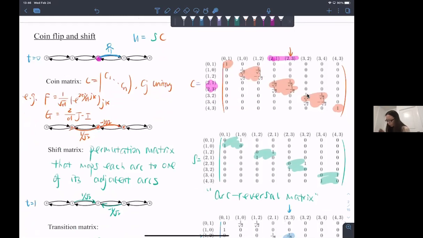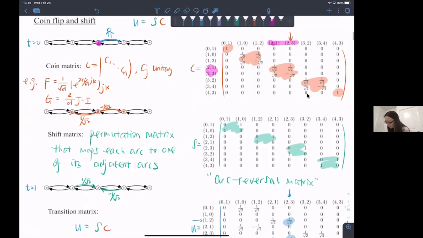Now, what should we do after a coin flip? Now we need to push the quantum walk forward, right? Just like in the classic random walk, after you flip a coin, you need to go forward. And that is done by a permutation matrix of the arcs. So basically, I want to move this arc to another arc whose tail is a neighbor of this. For example, I can go here, or I can go here, but it must be a permutation. So this S matrix is a permutation matrix that maps each arc to one of its adjacent arcs.